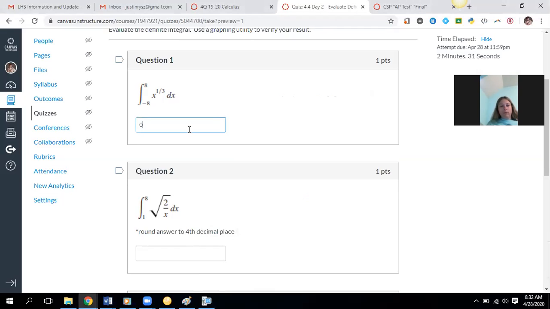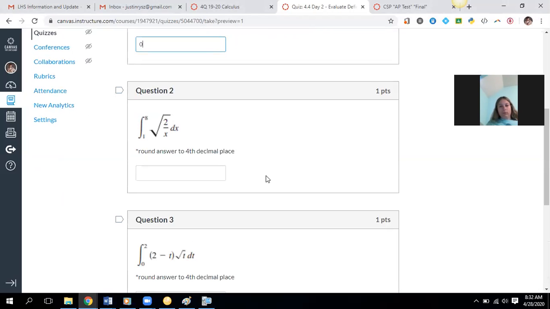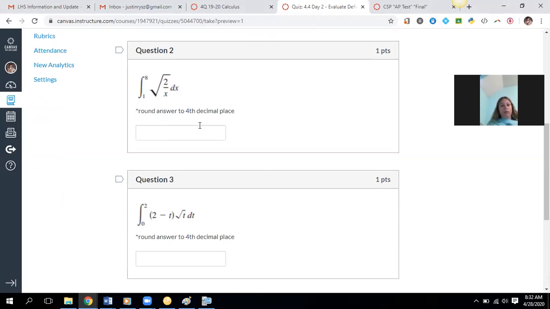Which can happen. What that means is the graph is as much above as it is below, and the two areas cancel each other out. Okay, so we'll keep this going.